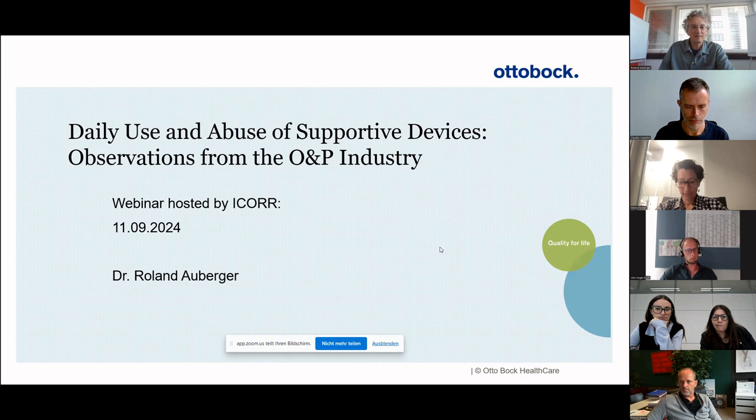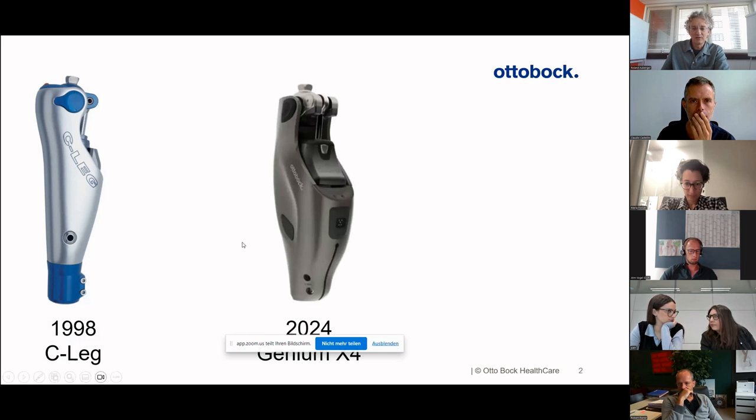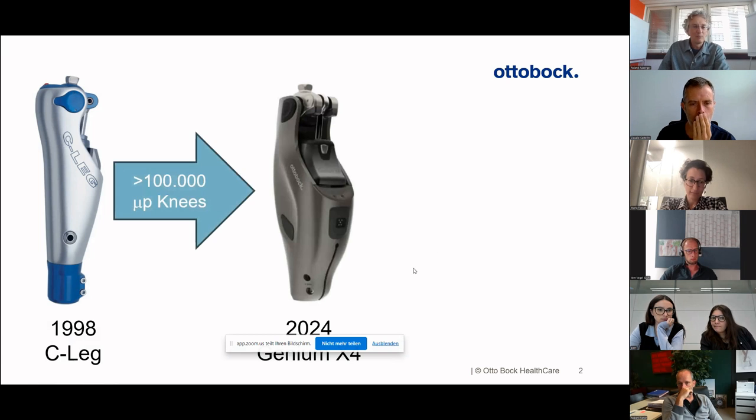Ottobock is a company that has been building prosthetic devices for decades. And I work for this company for more than a decade now. And I've seen quite a lot, and I want to share some experiences with you now. The probably most famous product that comes from Ottobock in Vienna is the C-Leg. It was launched in 1998. And recently, the latest generation was launched. It's called the Genium X4. And in the meantime, more than 100,000 microprocessor controlled knees have been produced and delivered.